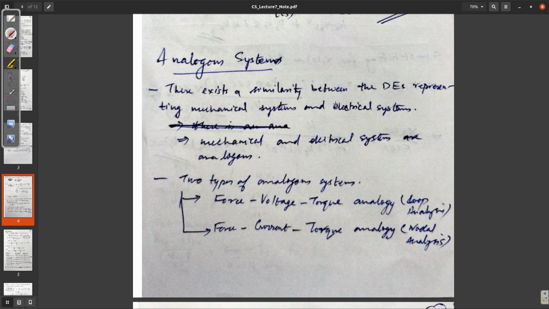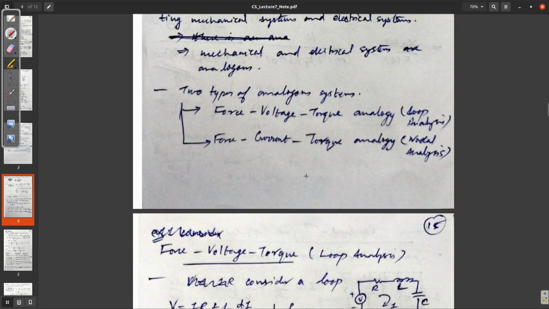Therefore, by comparing and finding an analogy between these two systems, we can convert our mechanical systems into an electrical equivalent. That is what we mean by analogous systems. That is, we can find electrical analogous systems for mechanical systems, and vice versa. We can also do the other way, but for the interest of this paper, we are looking at only how to convert mechanical systems into analogous electrical systems, and that can be done in two ways.